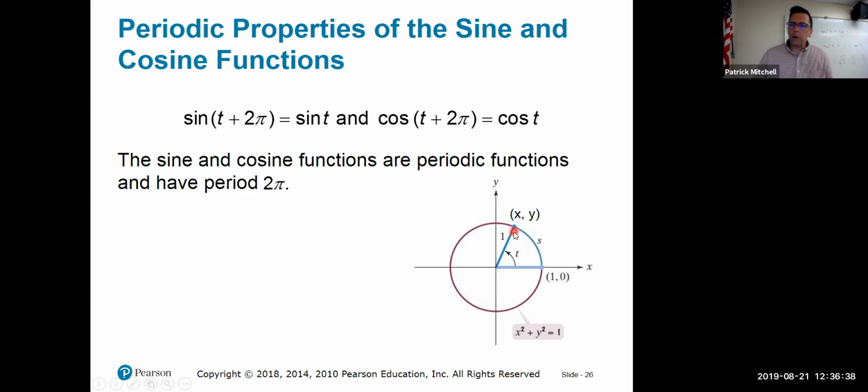All right. And so the sine of t plus 2 pi, and here's what t plus 2 pi looks like. Here, let me do it like this. T plus 2 pi starts here, goes all the way around, and then lands at this same angle, all right? And so the point on the unit circle is still the same x comma y. So the sine of t plus 2 pi will still be y, and the cosine of t plus 2 pi will still be x.